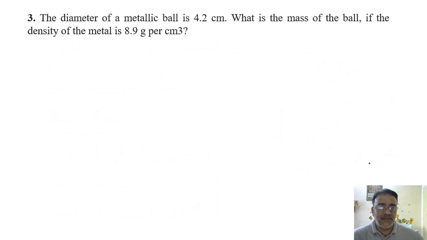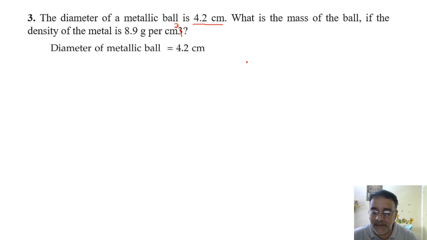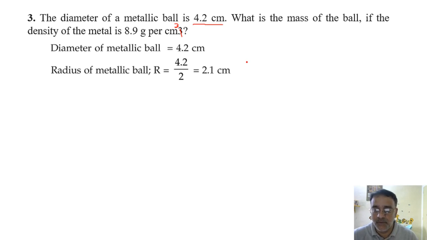Now question number 3. The diameter of the metallic ball is 4.2 centimeter. What is the mass of the ball if the density of the metal is 8.9 gram per centimeter cube? This is cube, okay? Right. So diameter is given 4.2 centimeters. So what will be the radius? 2.1 centimeters. Very good. 2.1 centimeter.